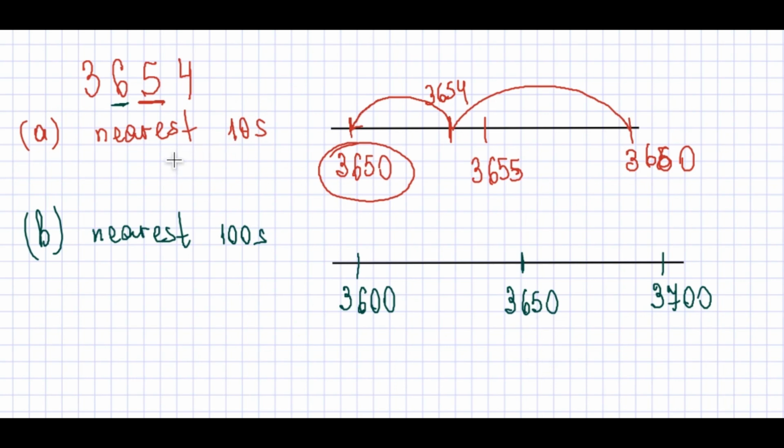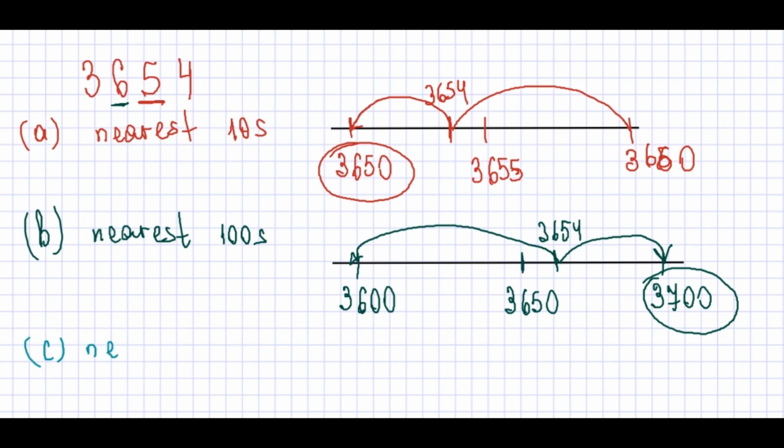Okay, here we have 3,654. Easily we can see that 3,654 is from the second interval. So here we see the distances. We can easily understand that 3,654 is near to 3,700. Okay, and last, let us round our number to the nearest thousands.